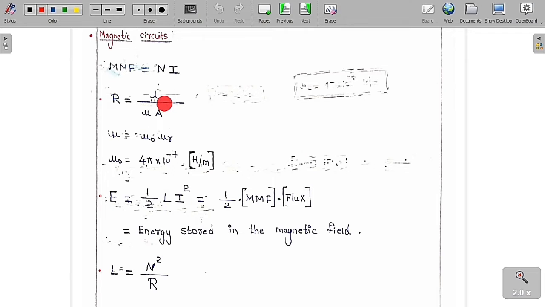L is called the mean length of the core, mu is the permeability of the core, and A is the area of the cross section of this core. And mu is equal to mu naught into mu r. Mu naught is always equal to 4π × 10⁻⁷ Henry per meter.